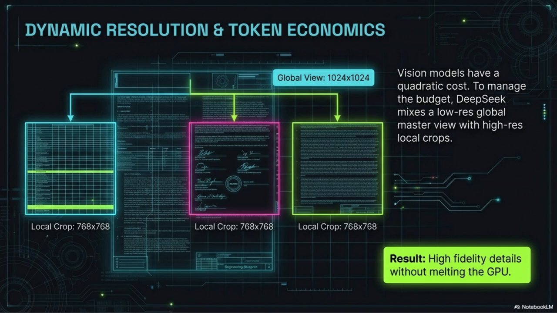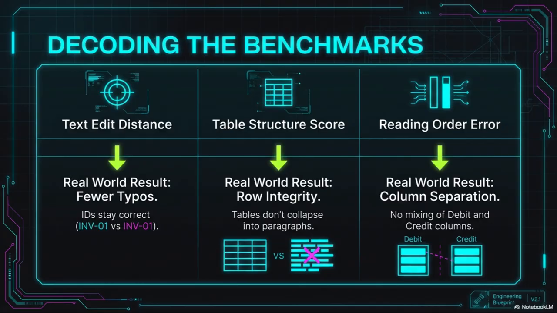It's a real problem. Vision models are incredibly hungry. If you feed them one giant high-res image of a whole page, the cost just skyrockets. It's a quadratic thing. Double the image size, you quadruple the processing pain. So how does DeepSeek handle that without literally melting my server? It uses a strategy they call dynamic resolution. The best analogy is like looking at a map of a city. You don't need a satellite view of every single blade of grass at once. You need a general view of the neighborhoods, and then you need to zoom in on the specific street signs.